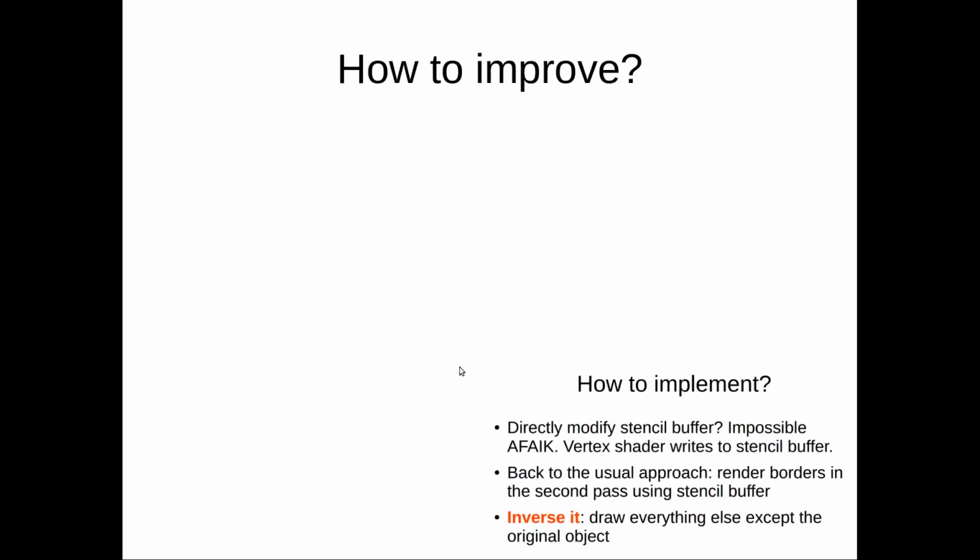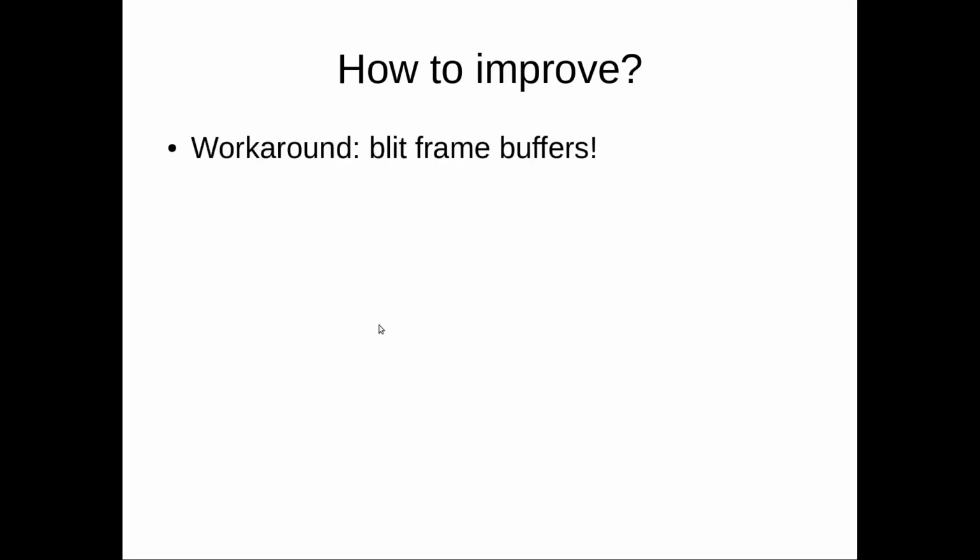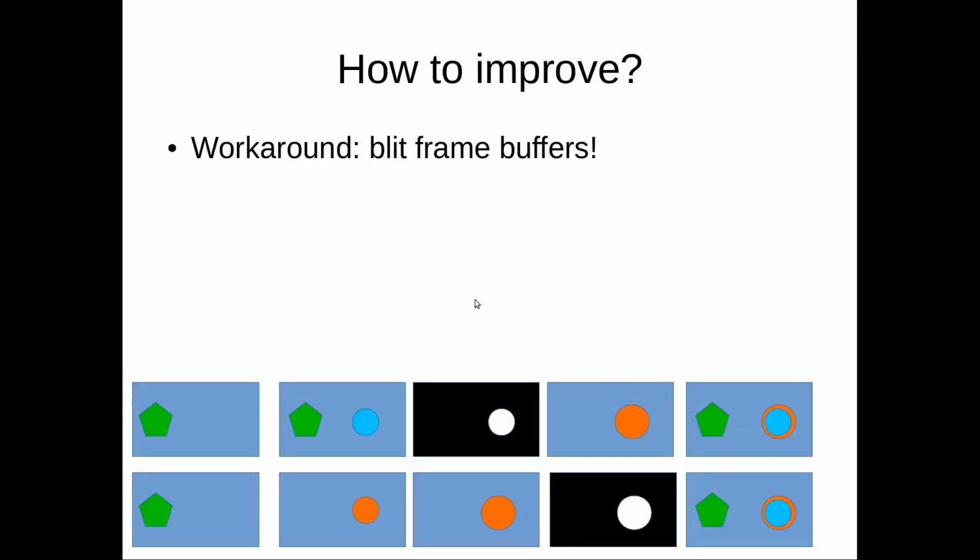In the previous video, I said it's not possible to directly modify the stencil buffer. Yeah, that is somewhat true, but we have a workaround: blit frame buffers. With this trick, we can significantly simplify the method.